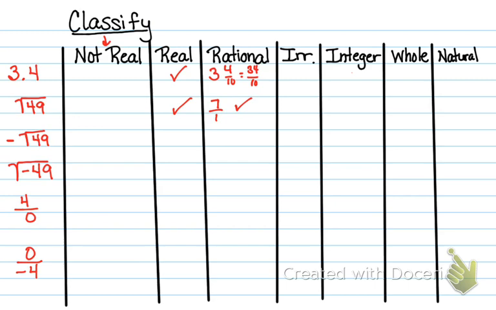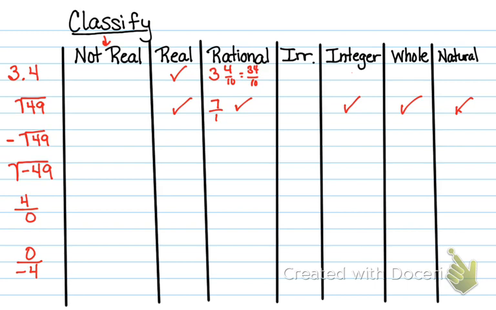Is 7 an integer? Yeah, 7's an integer. Is 7 a whole number? Yes, it's a whole number. Is it also a natural number? It's a counting number. 1, 2, 3, 4, 5, 6, 7. Yes, it is. So we would classify it as a real, rational, integer, whole, and natural number. It fits into all those categories.